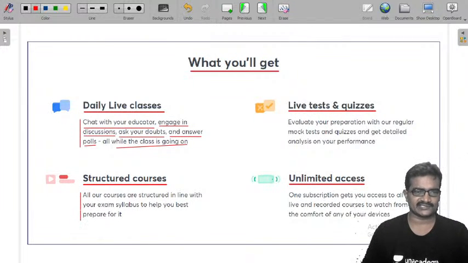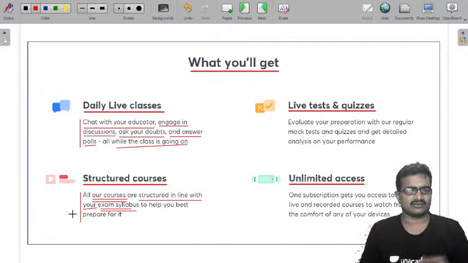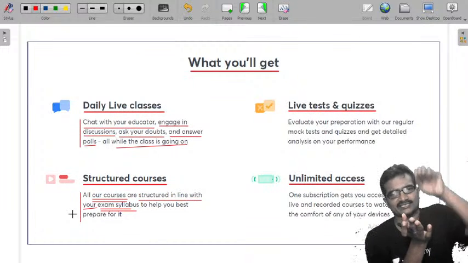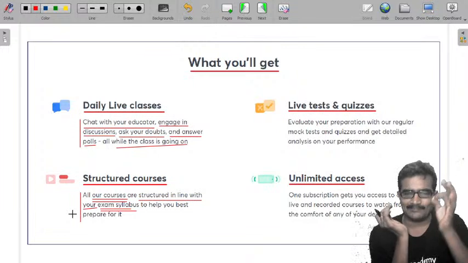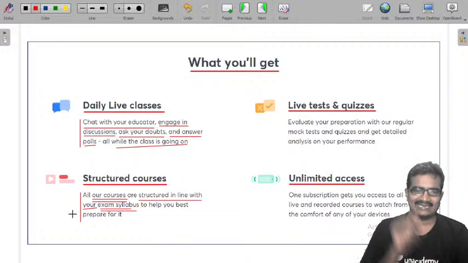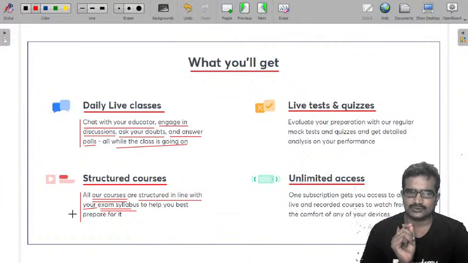Next, structured courses. All our courses are structured in line with your exam syllabus. That means your syllabus is well structured. It means what is the first subject to prepare, what next, what next. Every course is structured with your exam syllabus in detail. Then it is very easy for the students for their preparation.